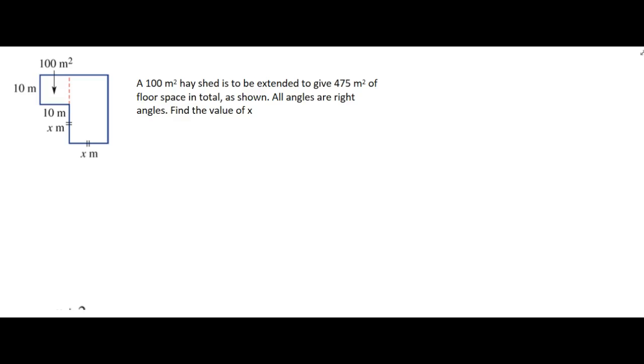Slightly trickier question for applications 2. A 100 metre square hay shed is to be extended to give 375 metres of floor space in total as shown. All angles are right angles. Find the value of x.